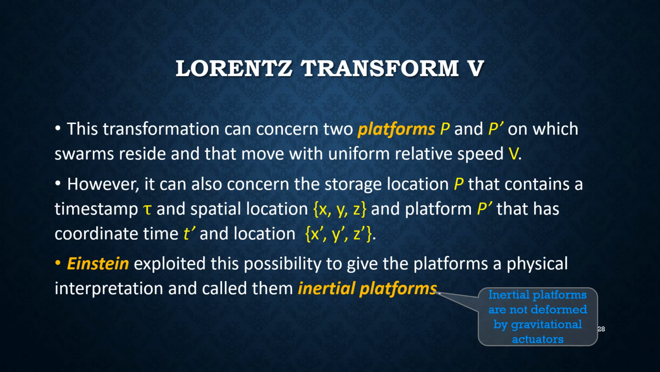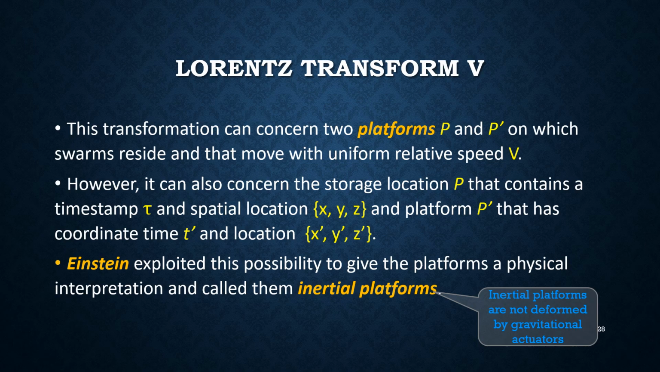This transformation can concern two platforms P and P accent on which swarms reside and that move with uniform relative speed v. However, it can also concern the storage location P that contains a timestamp tau and spatial location x, y, z, and platform P accent that has coordinate time t accent and location x accent, y accent, z accent.